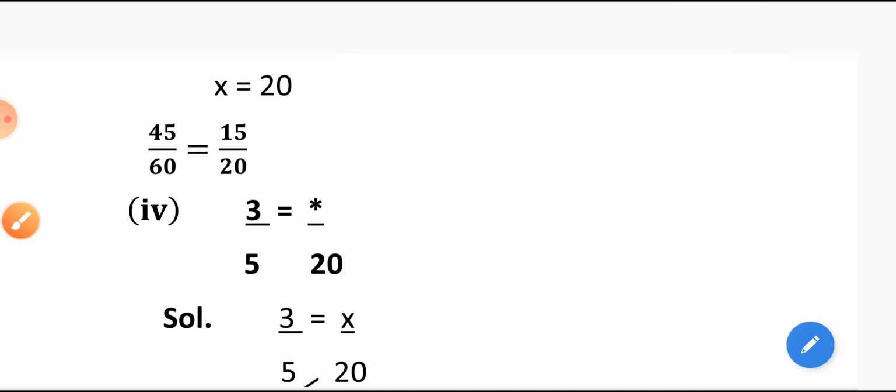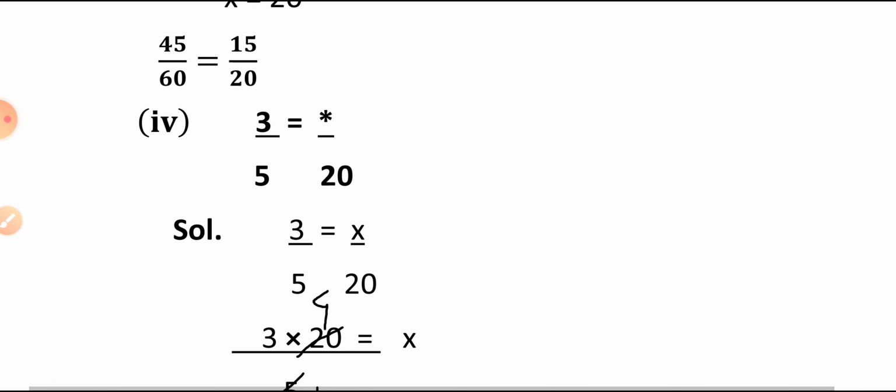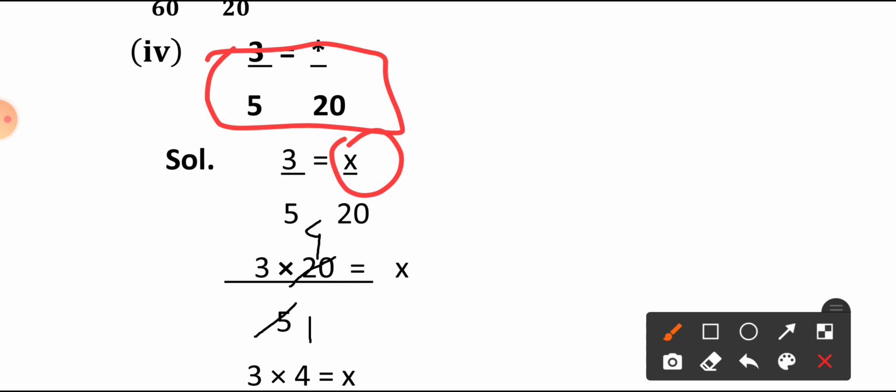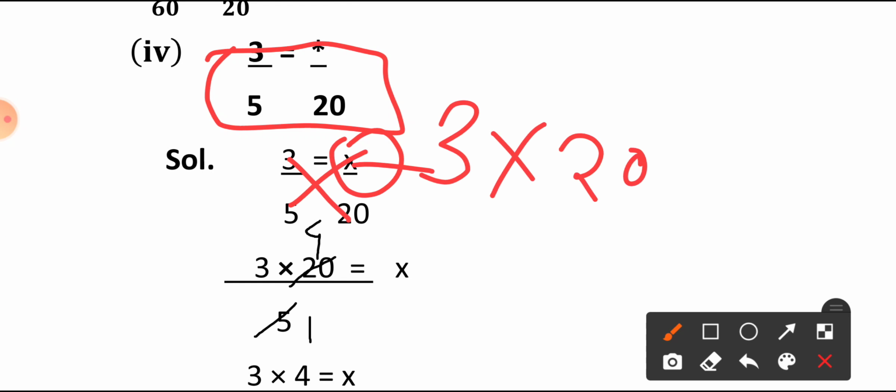So we can write it as 45 by 60, which is equal to 15 upon 20. Now 3 by 5 equals star upon 20. Now we have to find the numerator. So again we'll take x in place of star. Now I'll cross multiply, 3 into 20, x into 5. So 3 into 20 is equal to x into 5.